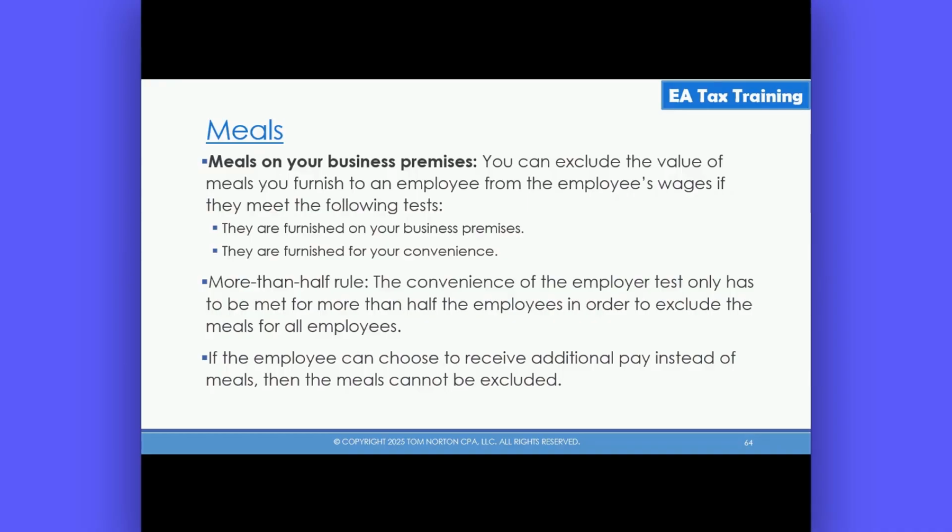The convenience of the employer test only has to be met for more than half of the employees in order to exclude the meals for all employees. So maybe not everybody really needs to be there on the premises, but as long as more than half of them do, then they can exclude the value of these meals for everybody. And again, if the employee can choose to receive additional pay instead of the meals, then you can't exclude it, because if they could just take additional pay, then obviously it is not needed by the employer.